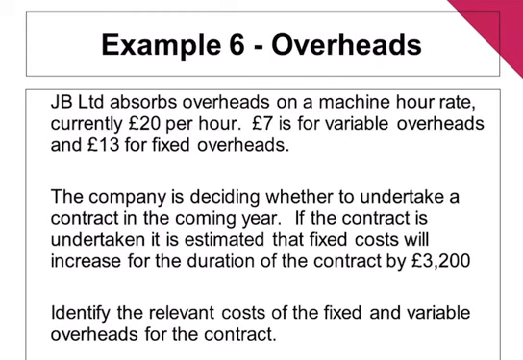Okay, last one, JB Limited. We've moved on from materials and labour relevant costing, and we're now moving on to overhead relevant costing, so now you're thinking about your OAR. We have a machine hour rate of £20: £7 for variable overheads and £13 for fixed. The company is deciding whether to undertake a contract in the coming year. If the contract is undertaken, it's estimated the fixed cost will increase for the duration by 3,200. Identify the relevant costs of the fixed and variable overheads for the contract.